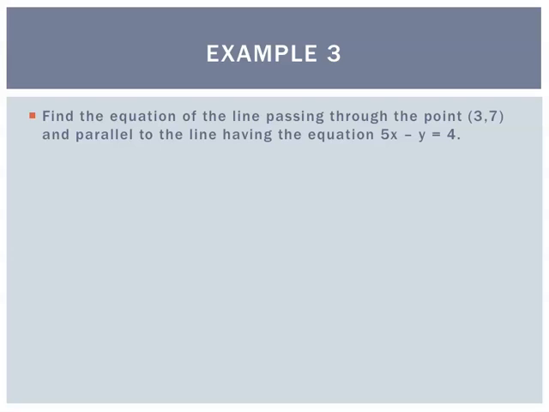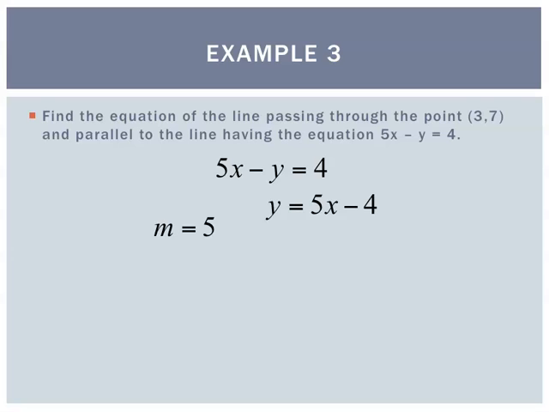So let's start with the line given to us, and let's determine what the slope is. I'm going to move some things around until I get it into slope-intercept form. So this is y equals 5x minus 4, and now it's very clear to us that the slope is 5. Now that we know the slope is 5, we can use the additional information of this line passing through the point (3, 7) to find the equation.